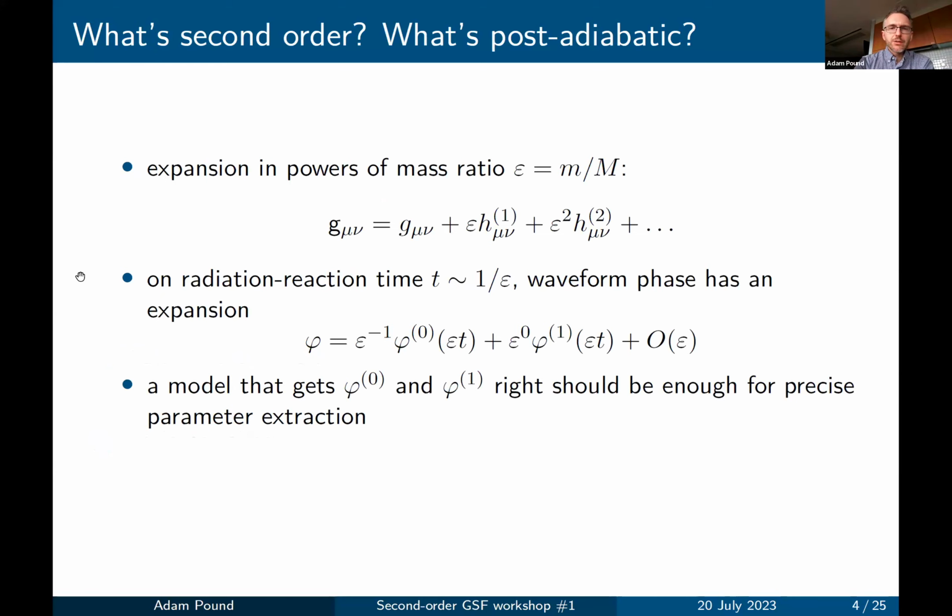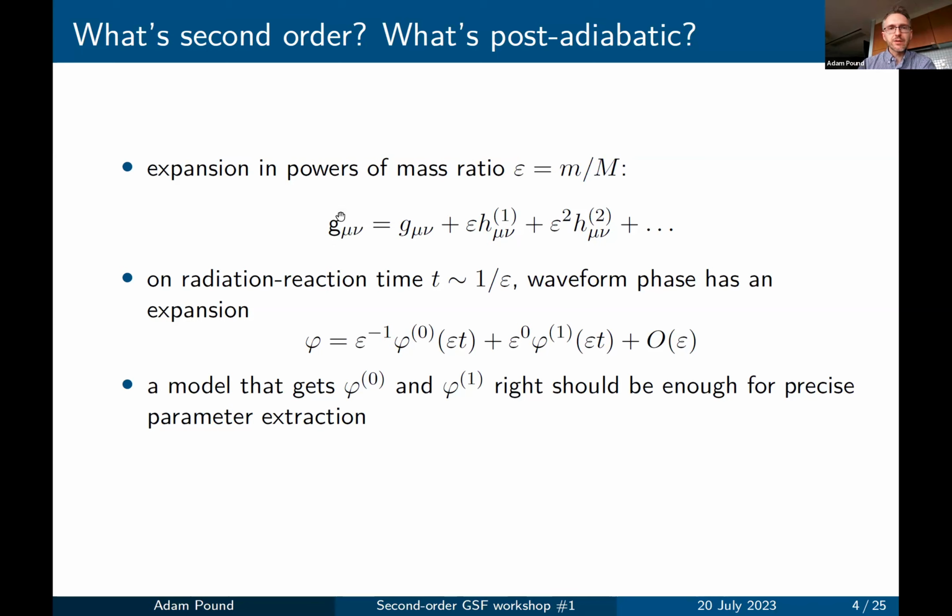a lot of people are actually a bit confused about what we mean by second order, what we mean by post-adiabatic. It's hopefully not going to be confusing once we're finished. So I think everyone gets the basic idea that we are expanding in powers of the binary's mass ratio. So we have a small body with mass little m orbiting around a big black hole with mass capital M. And so we define this to be a small parameter, epsilon. We assume it's much less than 1. And then we expand the metric of the binary in powers of epsilon.